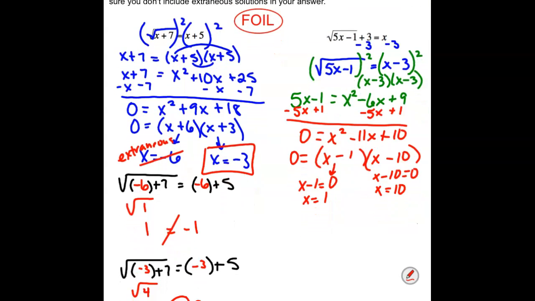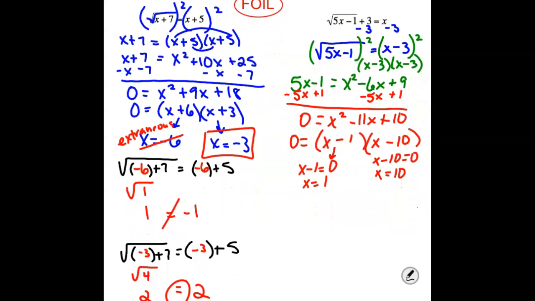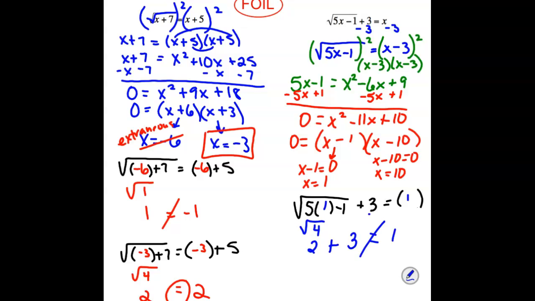All right, now we have to check those. Remember, we're going back to the original question. The square root of 5 times something minus 1 plus another 3 is supposed to give us our x value. Okay, here we're putting in a 1. 5 times 1 is 5, minus 1 is 4. Square root of 4 is 2. We add the 3 that we had here. We do not get 1. So this one is extraneous.